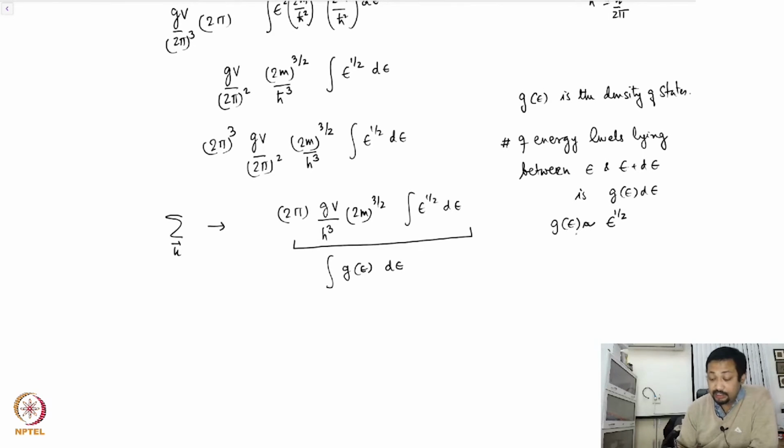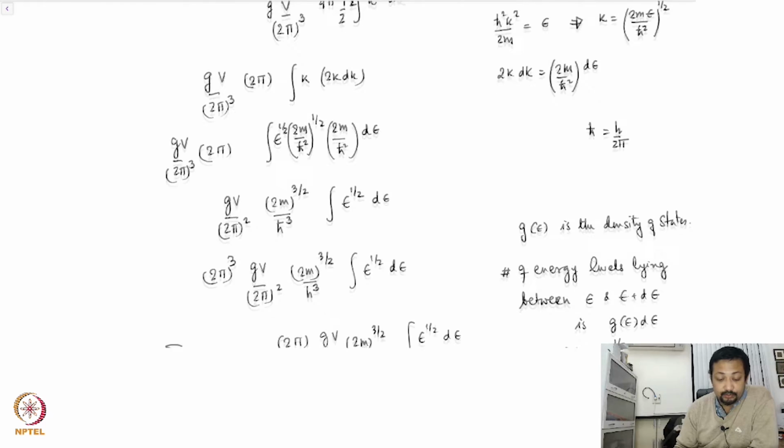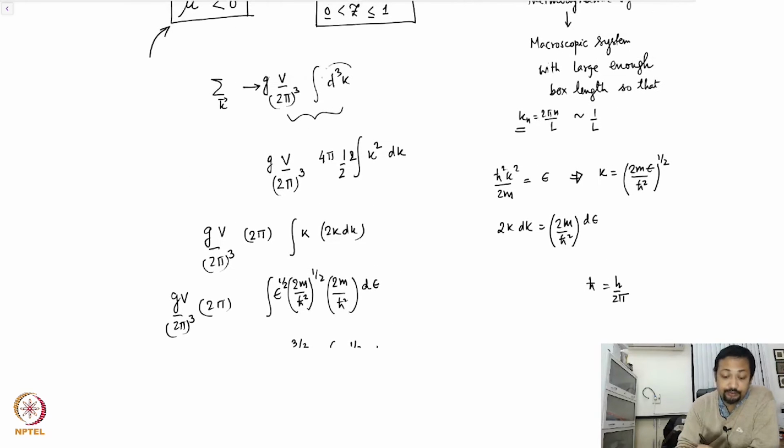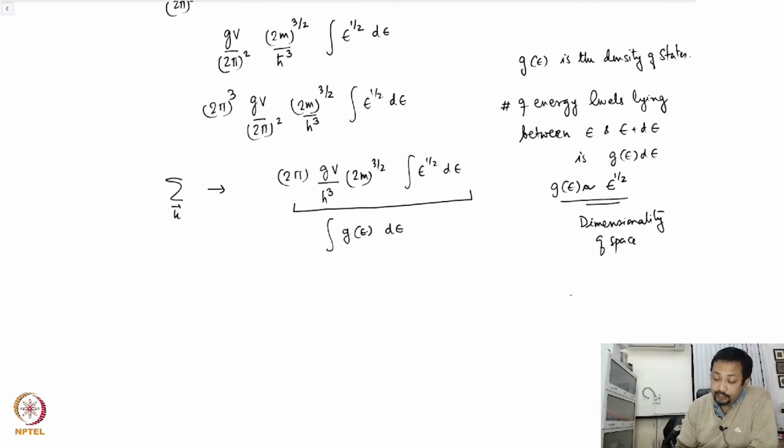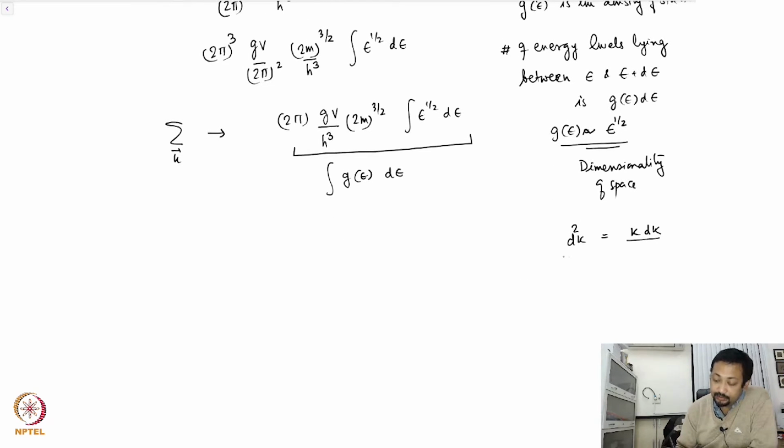It is very interesting that this quantity depends on the dimensionality of space. Please note where it comes in. It comes in over here. I have a three-dimensional system, therefore I have taken d cube k. If you had taken a two-dimensional system, you would have d2k, which would mean that this is k dk. And if it is k dk, you immediately see that g epsilon is constant.